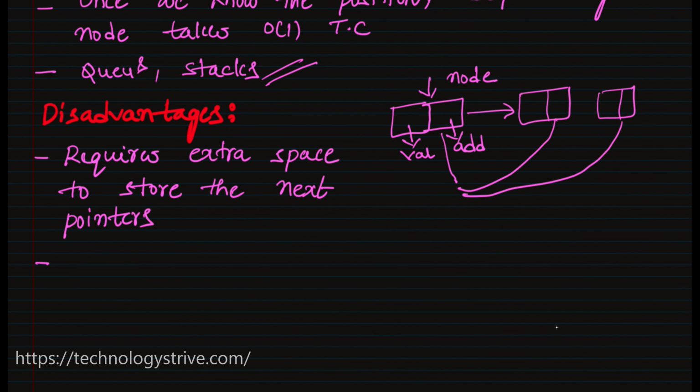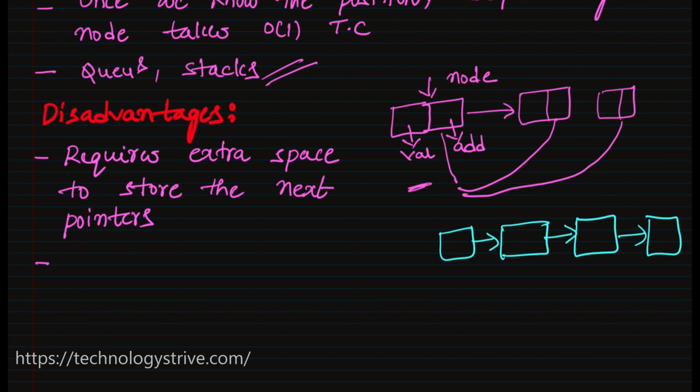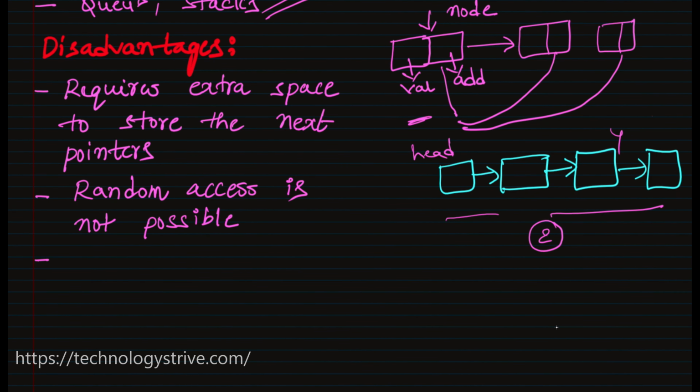The second one is we are not able to access the elements of the linked list randomly. For example, if we have a linked list like this and I want to know the value at position 2, again we have to start from the head node and then traverse. So this is one more disadvantage we have seen.